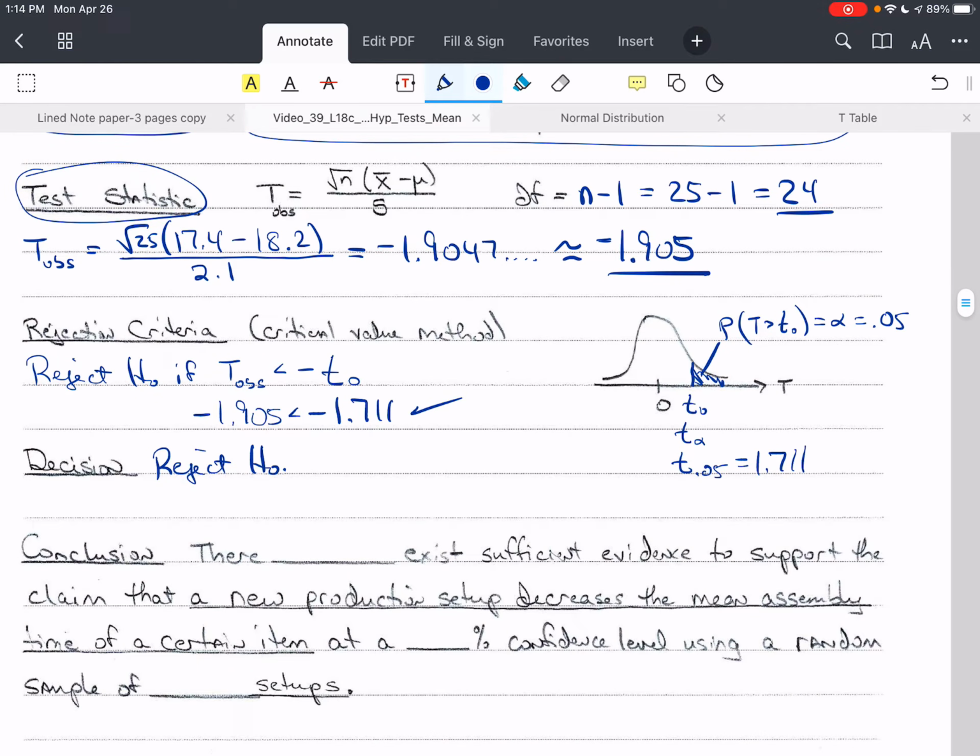Now the conclusion. Since we did reject H naught, there does exist sufficient evidence to support the claim that a new production setup decreases the mean assembly time of a certain item, at alpha, where C is always 1 minus alpha, so a 95% confidence level, using a random sample of n equals 24. And this would be assemblies, not setups. Okay, so we assembled 25, not 24. That was degrees of freedom. So n equals 25 assemblies.